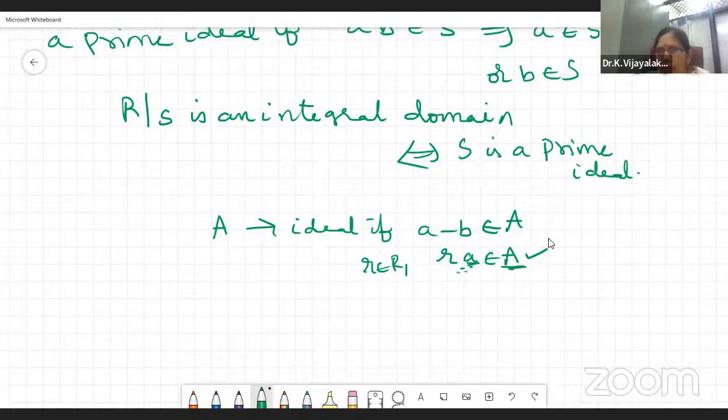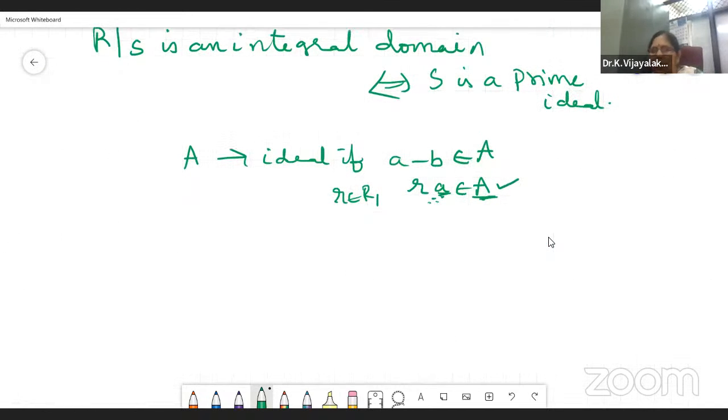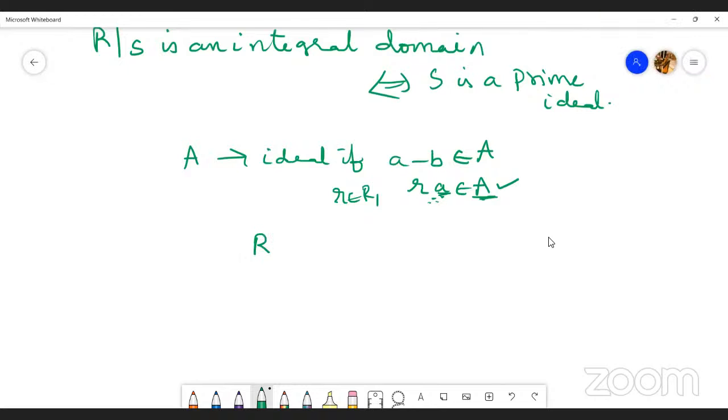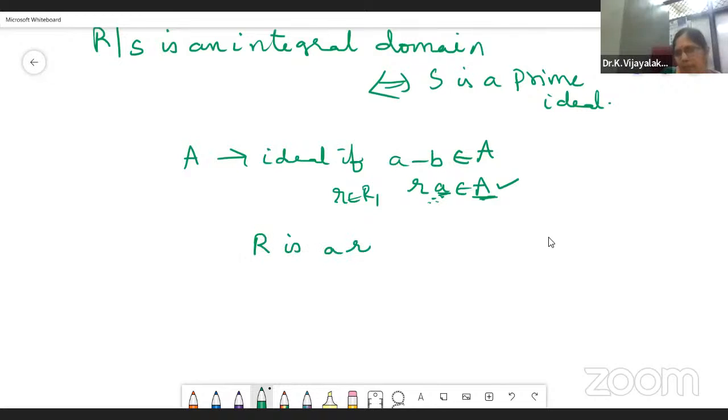Immediately after defining ideal, the important result you have to do is, see here, suppose R is a ring. R is a ring with unity. Now, all the elements of A are elements of ring R, but there are some elements of the ring which are not in A. Now you have R is a ring with unity and this one belongs to the ideal.